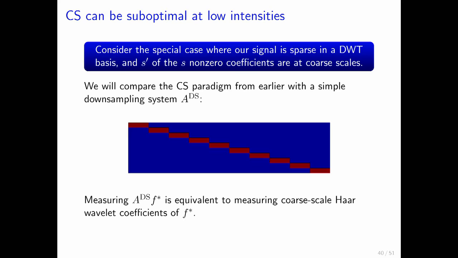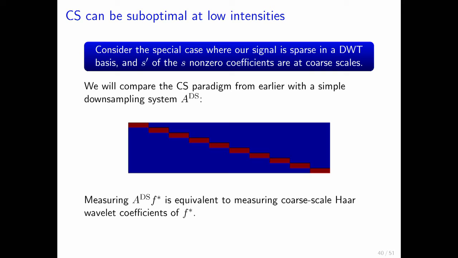Okay, I'm going to move ahead slightly. So one of the ramifications of all of this is that CS can be absolutely the wrong tool to use when you have really photon-limited data. So let's consider a special case that illustrates this idea. Let's imagine that our image is sparse in a wavelet basis. And remember, S is our number of non-zeros. And of those, S prime are going to be the non-zero coefficients at coarse scales. So it corresponds to how much low-frequency content is in our scene, more or less.